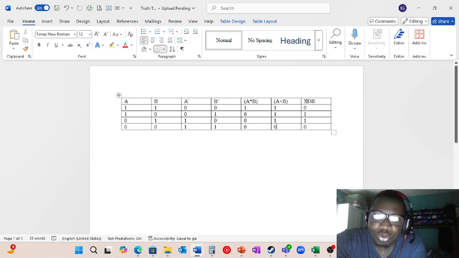Exclusive OR, same premise, except the only way for this to be considered true is when it has exactly one true value. So that means if they both have true values, that cannot be considered exclusive OR, so that would have to be considered false. Same thing with these right here, the two zeros. None of them have a true value, so that's considered false.